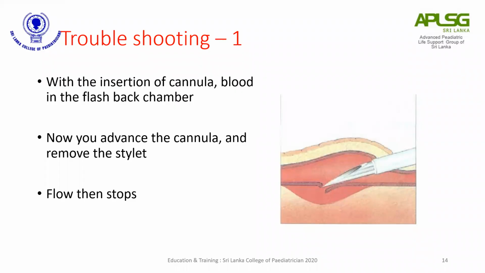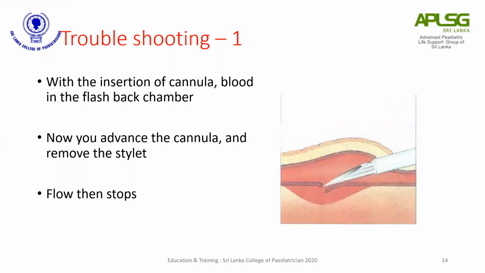As you can see in this picture, the stylet is pointing a few millimeters beyond the catheter tip. So what would have happened is, as soon as you enter the vein with the stylet, blood would come to the flashback chamber. But when you are removing the stylet, you will realize the catheter is still outside the vein. So how to avoid this situation?